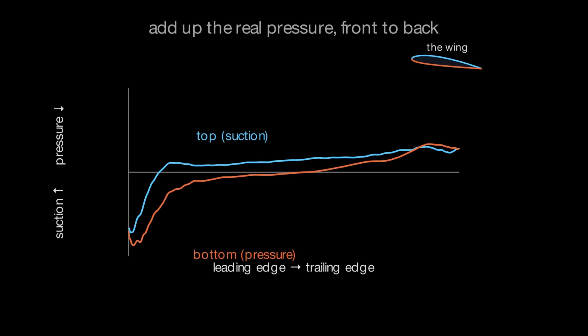Here's the actual pressure the solver computed, all along the wing, from the leading edge to the trailing edge. Blue is the top surface, red is the bottom. The blue curve, the top of the wing, sits well below the red one, the bottom. That whole gap between them, added up over the wing, is the lift.